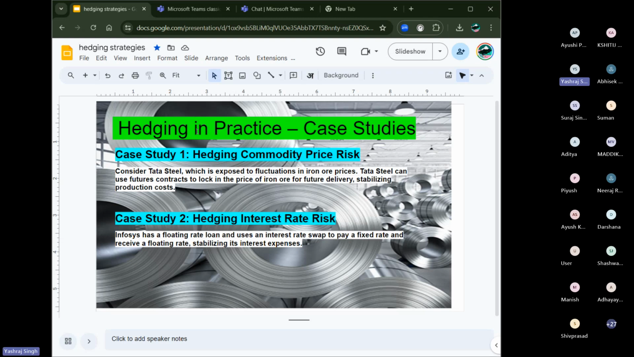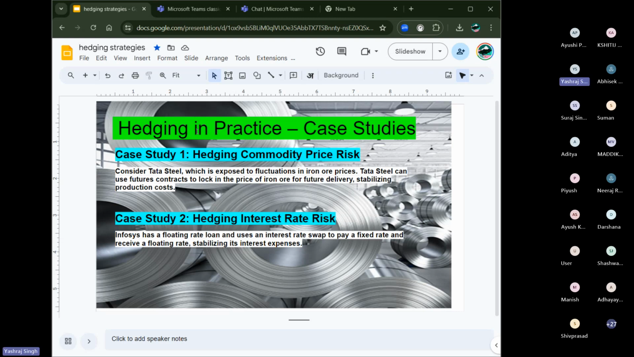So let's discuss this in detail. How do companies actually deal with these kinds of scenarios on a more scalable, wider scale? How do they manage their hedges? There are two case studies that we can do. One is hedging commodity price risk. For an example, we talk about Tata Steel, right?